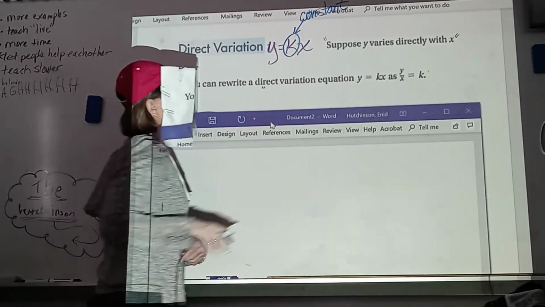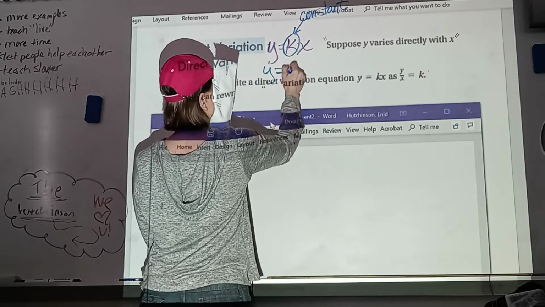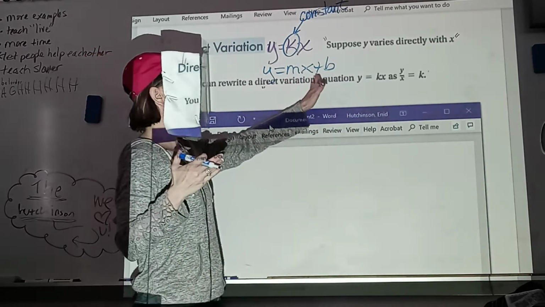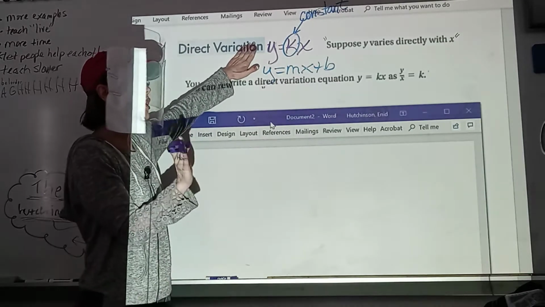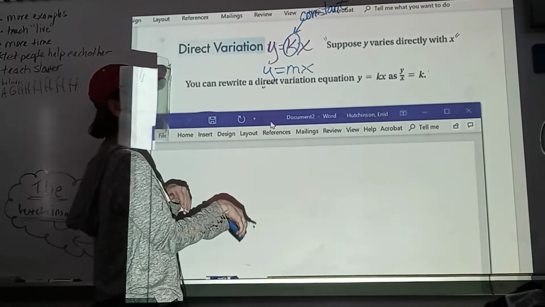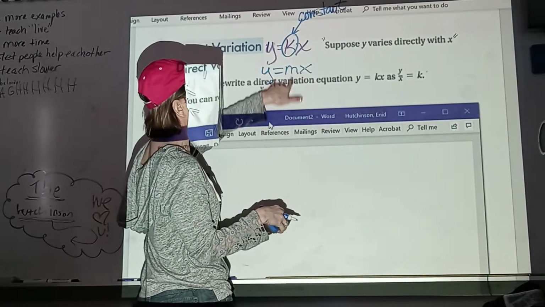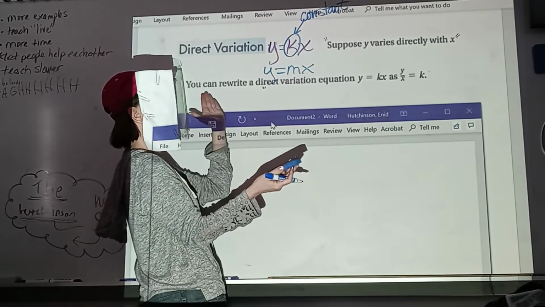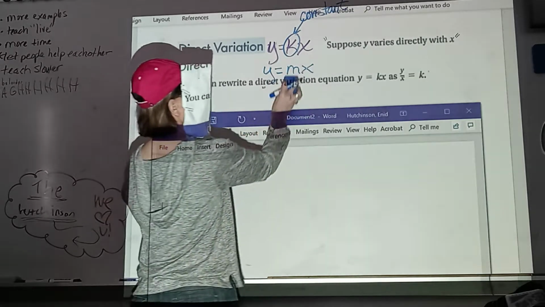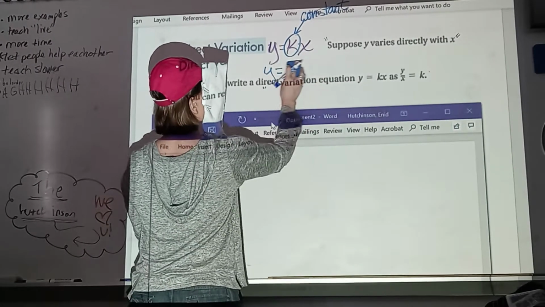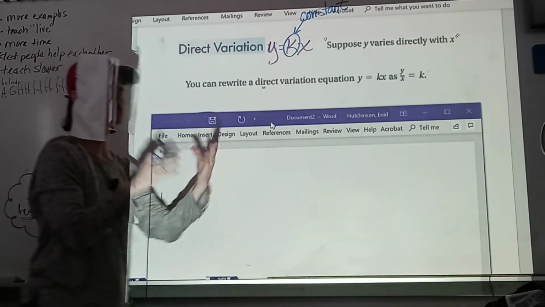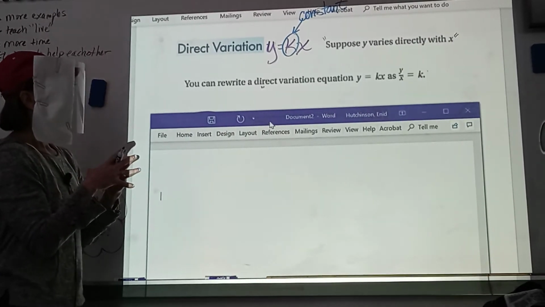Hopefully, we just finished Unit 3 where we were talking about the equation of a line in slope-intercept form, y equals mx plus b. This looks kind of similar if we were to erase that plus b part and change the m to the k. We would have our direct variation formula. What I need you to know is that the k, the constant, does represent the slope, okay?